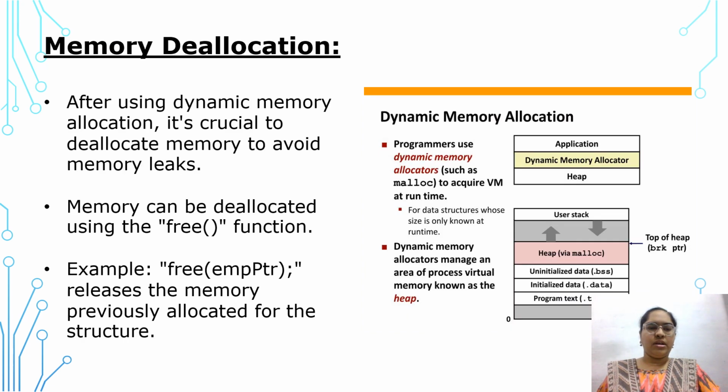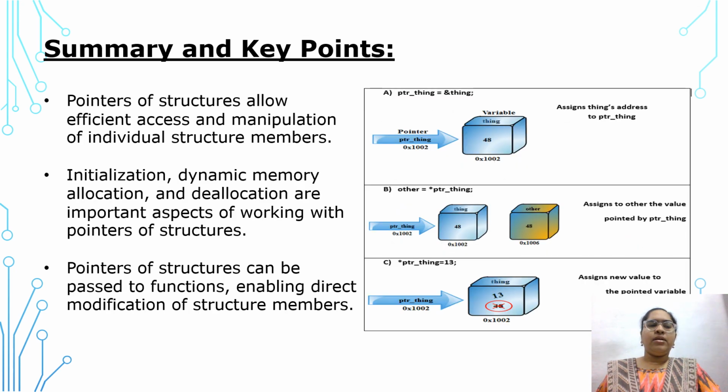Memory deallocation. After using dynamic memory allocation, it is crucial to deallocate memory to avoid memory leaks. So in the above process, we have allocated memory, and that memory should be deallocated to avoid memory leaks. This can be done using the function free, and this free function is also related to heap memory. Its example is given as free(empptr), which releases the memory of empptr which was previously allocated for the structure.